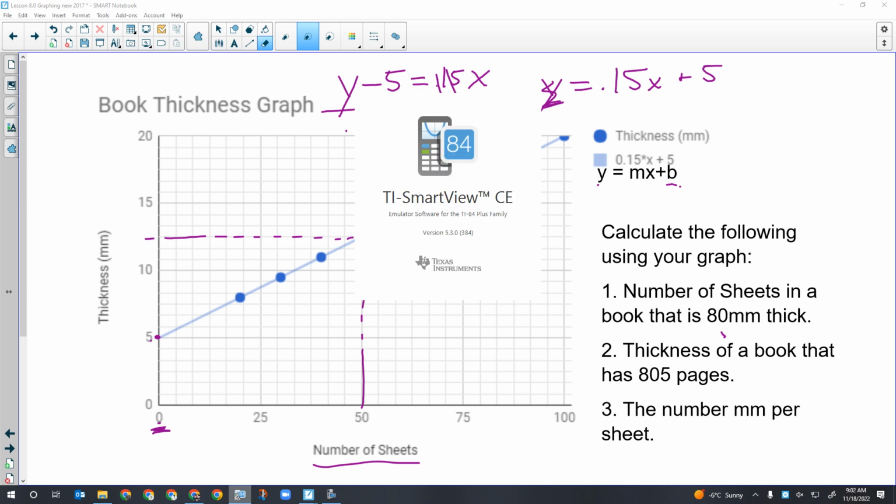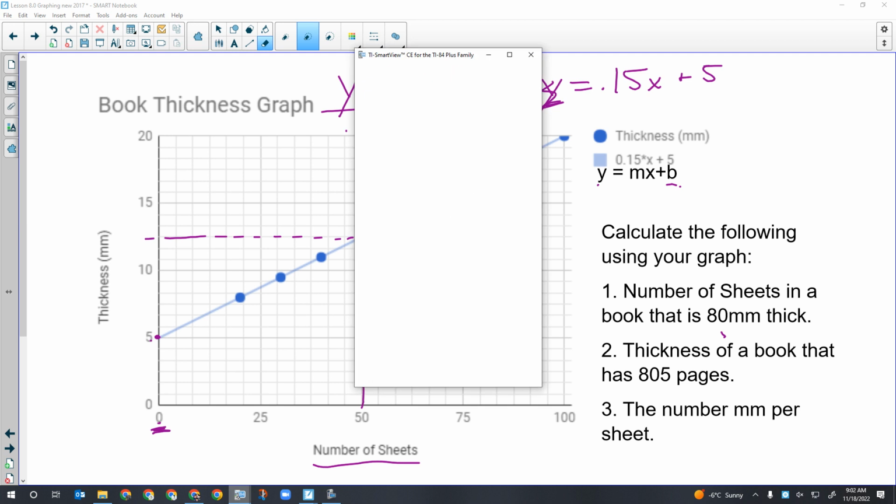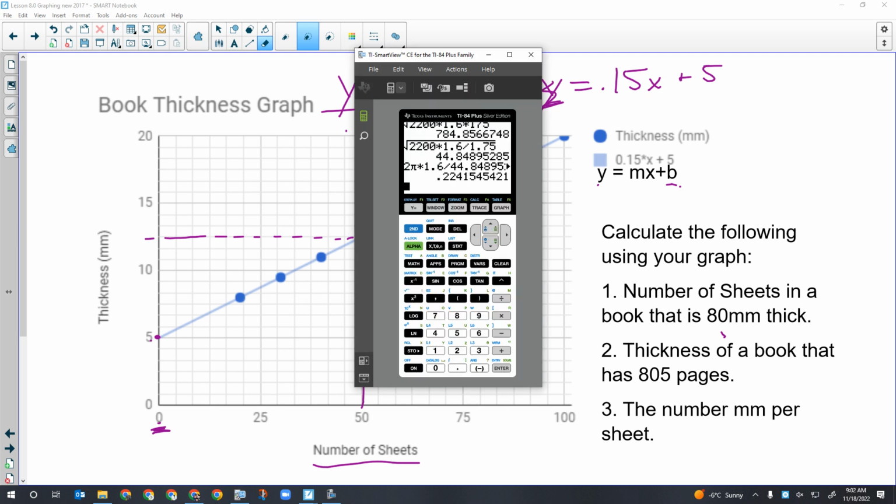Okay, so if I'm going to perform this calculation then, we were told y was 80. Okay, so we're going to have 80 minus 5, so we're going to have 75 on the top divided by 0.15. Okay, so 80 minus 5 divided by 0.15. Okay, so that book will be 500 pages. Okay, everybody all right with what I did there?